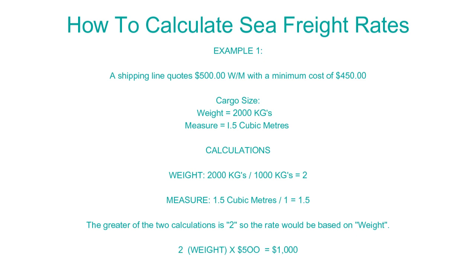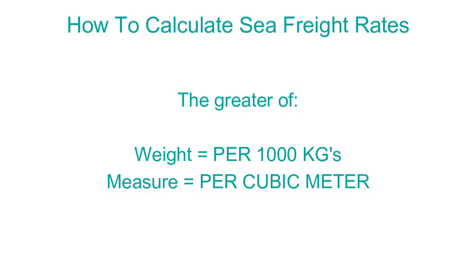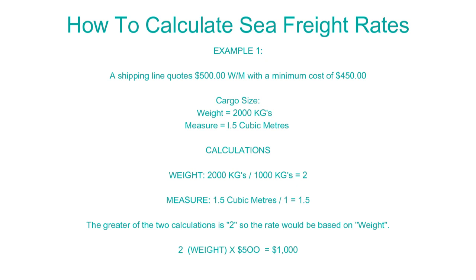Now, if you follow it online on the way I've done it out with the calculations, it should be clear to you. So that is sea freight. It's either weight measure for LCL, which is per 1,000 kilos, or per 1 cubic meter, whichever is the greatest. And we've calculated on that the weight was the greatest and the fee was $1,000. Okay. Now we go on to air freight, and air freight is slightly different.